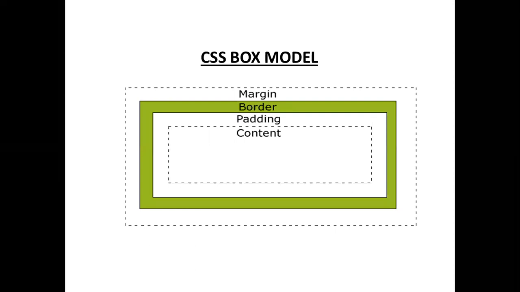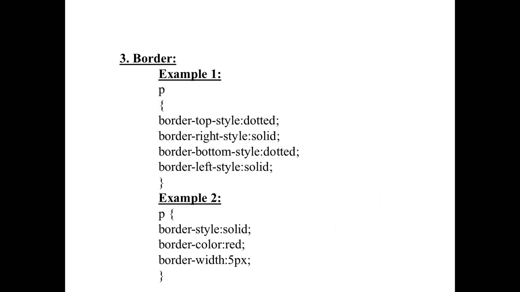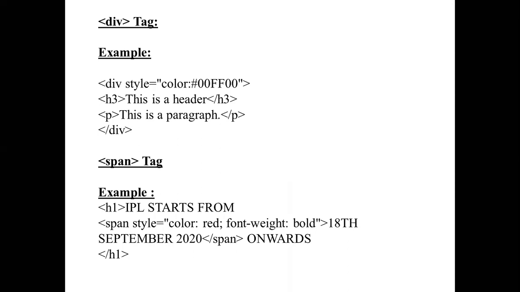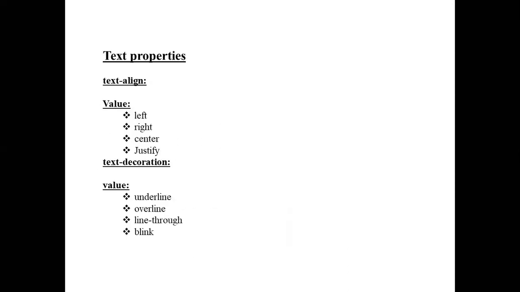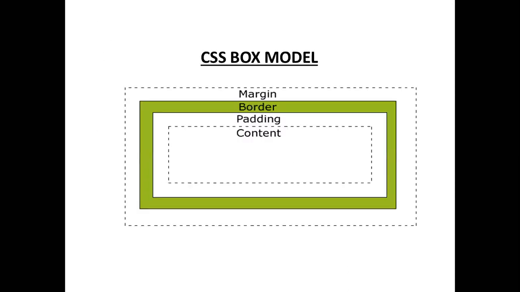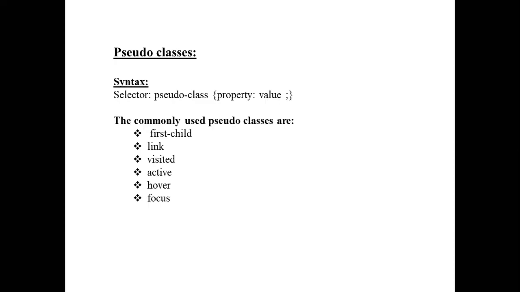So now we see the examples of the CSS box model, div tag, span tag, and background image. Last class we already discussed selectors, that is pseudo classes. Now we see practicals.